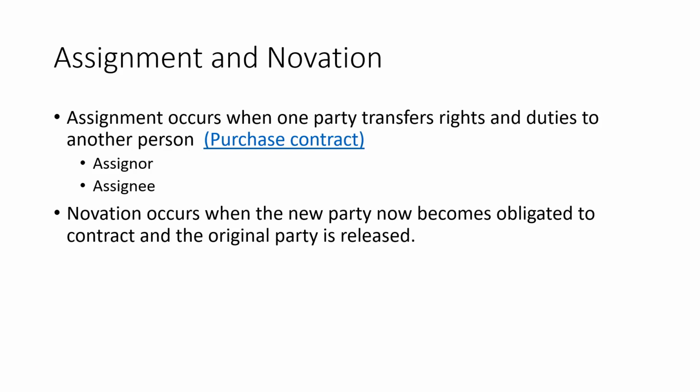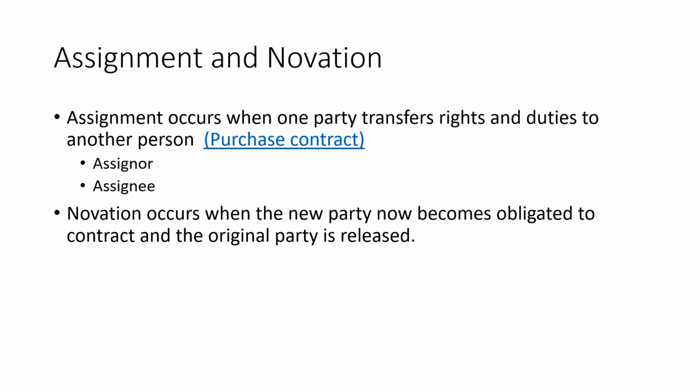A party on a contract may, with permission of the other side, assign their rights and duties to another person. Especially on a purchase contract, the buyer may decide not to buy it himself, but wants somebody else to buy it instead. As long as the seller agrees, then that can be done. The person who has the original contract is the assignor, and then when they sign it over to someone else, that someone else is the assignee.